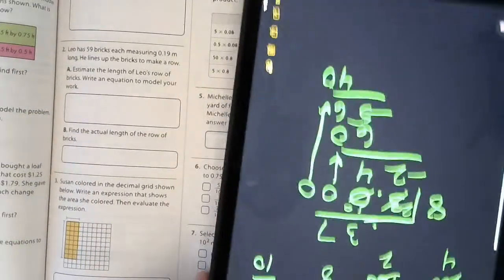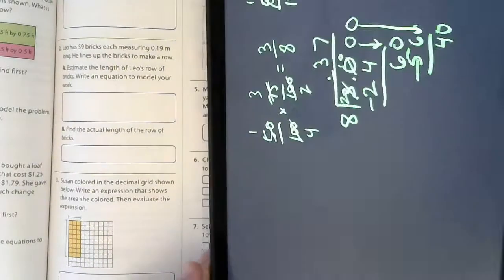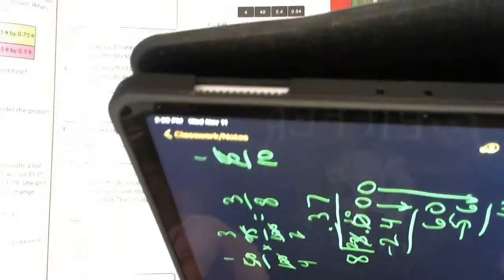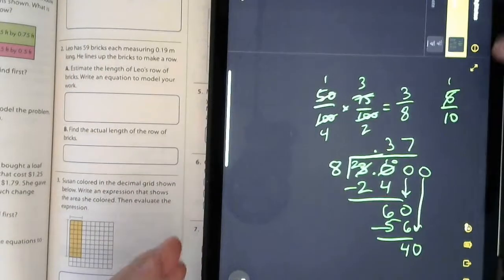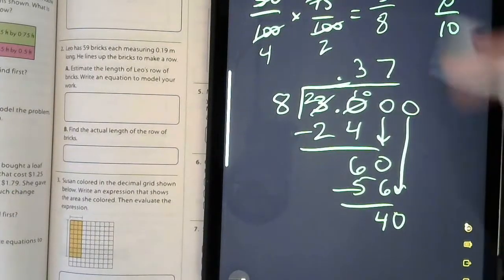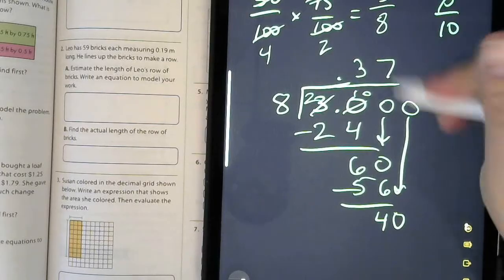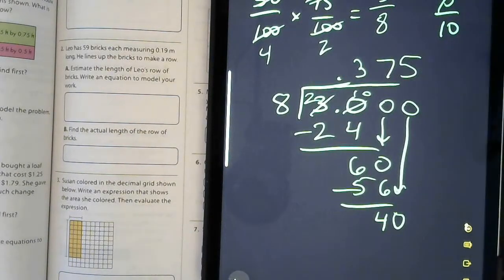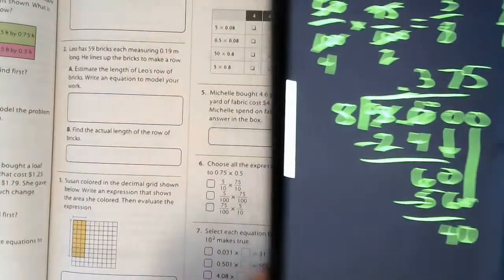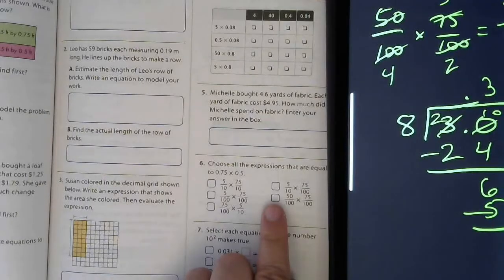You guys missed out on some amazing math work there. Isn't this awesome how my screen keeps flipping around? It's just great. Okay, so 8 goes into 40 5 times, and we end up with 375 thousandths. That's what we've been looking for. So again, this option is also correct.